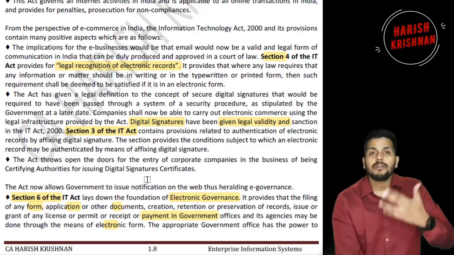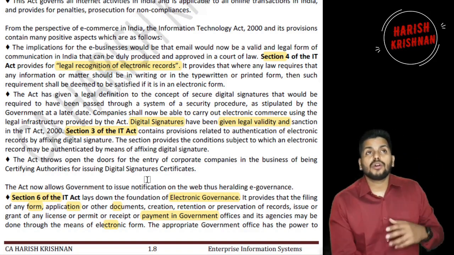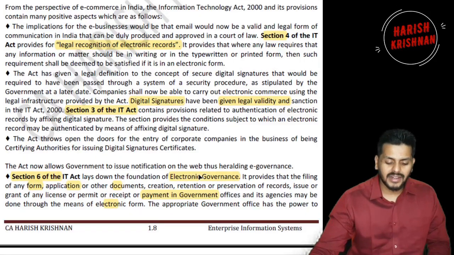Actually it's not there, but take it as additional information. Section 7 permits you to conduct audit of documents in electronic form. If you want, you can write it down there.